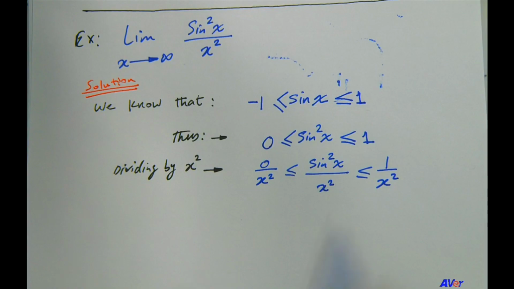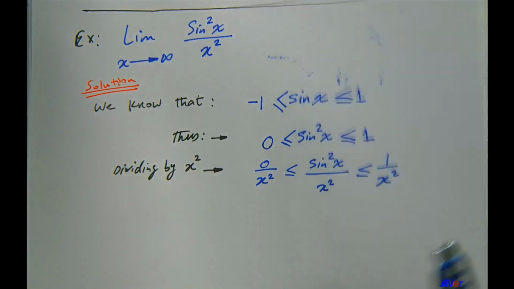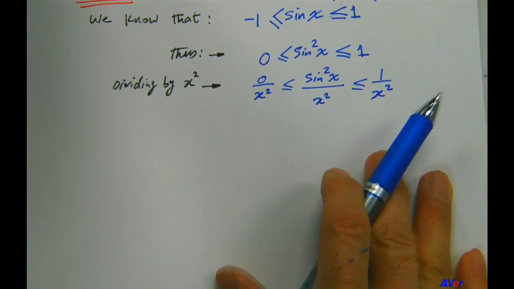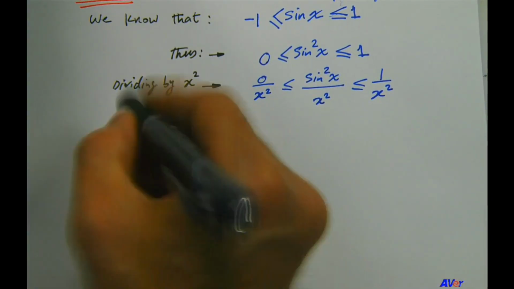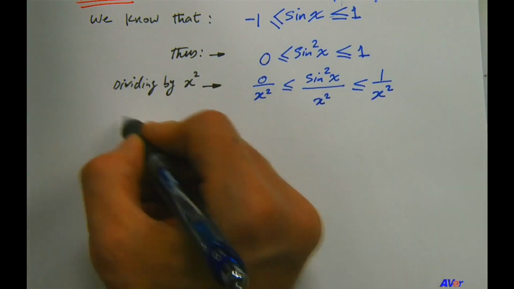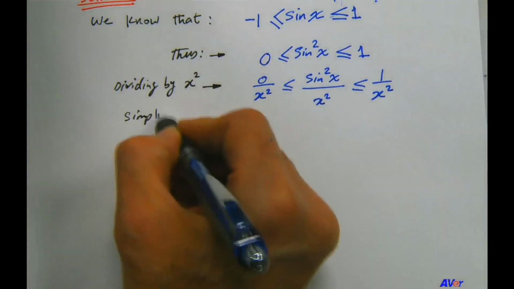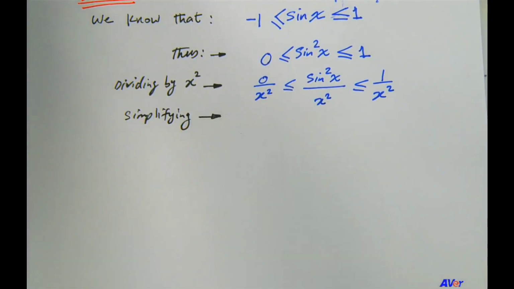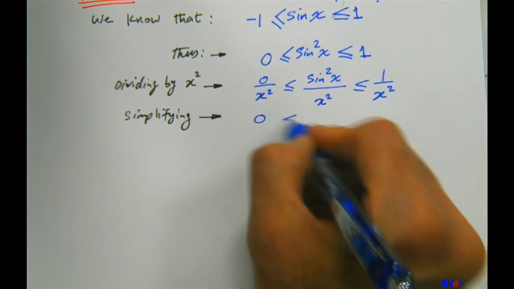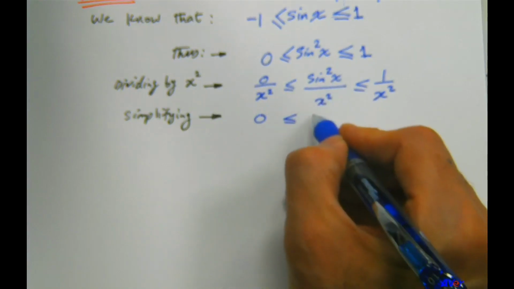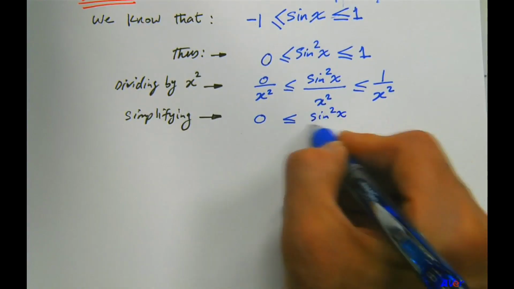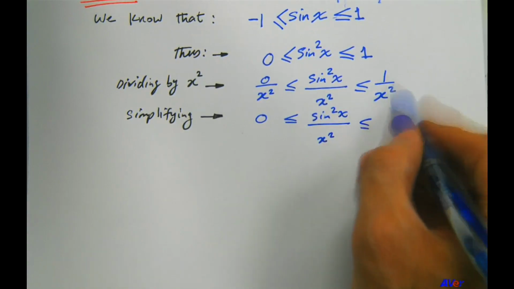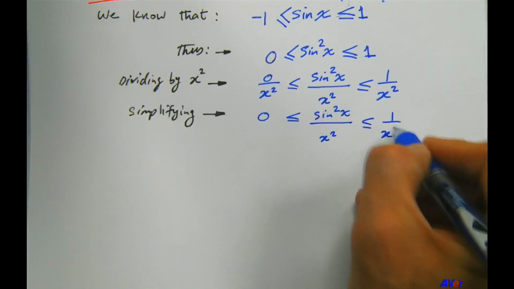Okay, so let's simplify this a little bit. We can simplify the left side only. So simplifying, on the left we have 0. In the middle, we can't do anything right now, so sine squared x divided by x squared. Neither can we do anything on the right-hand side, so 1 over x squared.